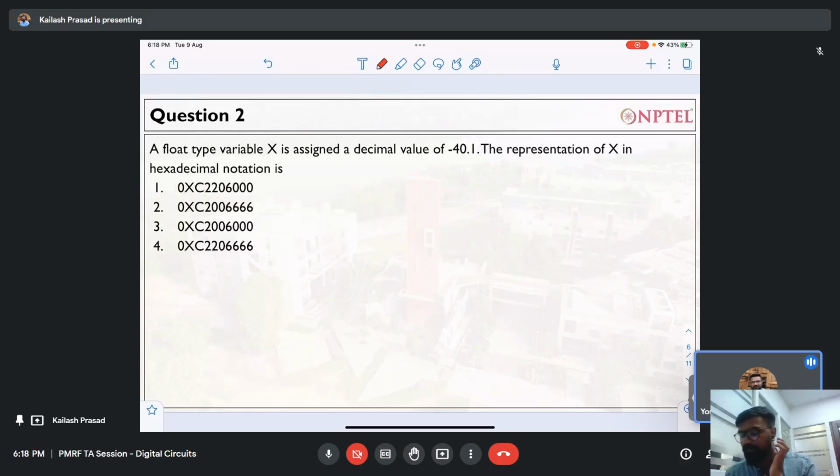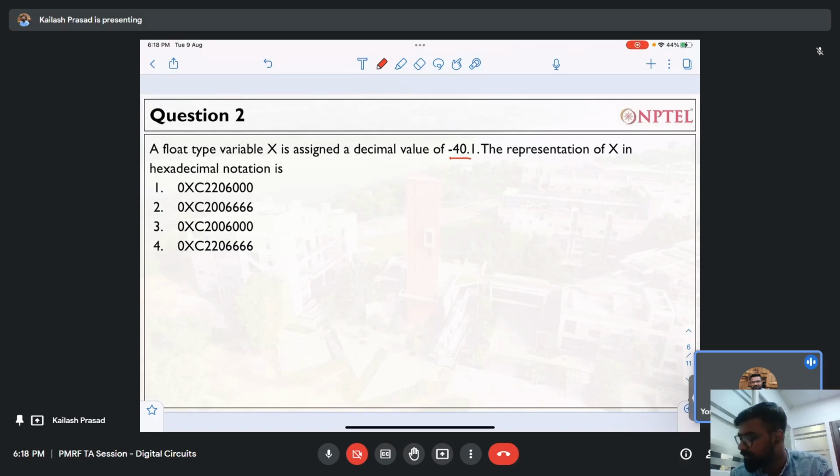Okay, so here it's the same question, right? And the trick is you have to just convert it into hexadecimal. Anybody wants to attempt with me? You can try it out on your own. It's the same, a different number, minus 40.1. What you have to do is show me how it will look in hexadecimal.